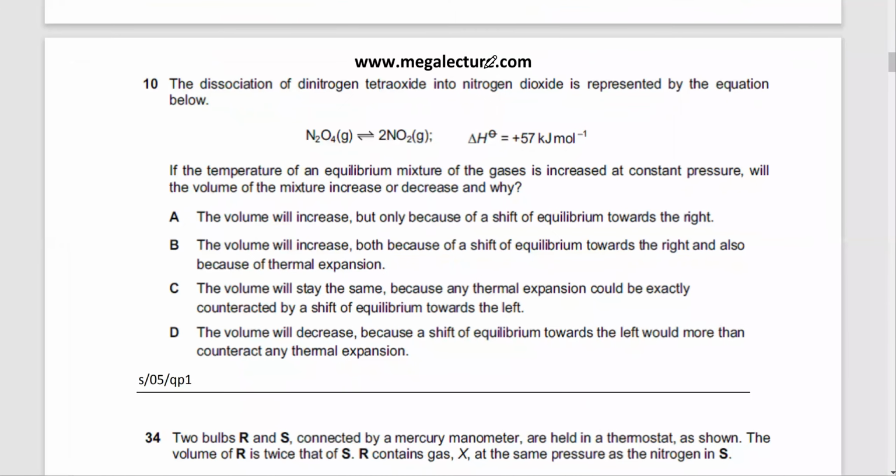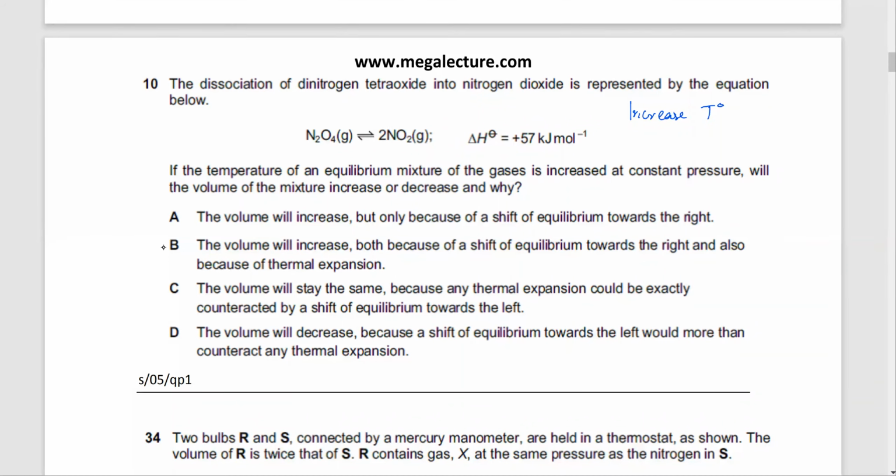We're going to try and do just one more. The dissociation of this, they're saying that there's this equilibrium happening. N2O4 is breaking down to form 2NO2 in equilibrium. If the temperature of an equilibrium mixture of the gases increases at constant pressure, will the volume of the mixture increase or decrease, and why? So the question is, he's increasing temperature, right?